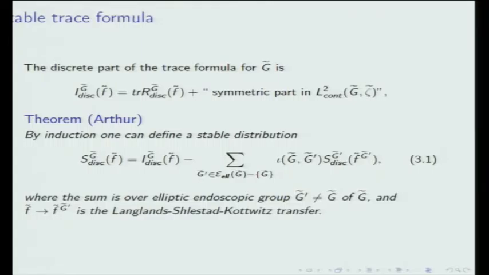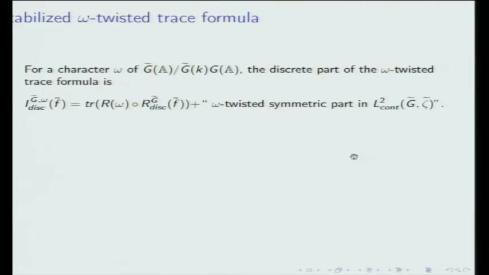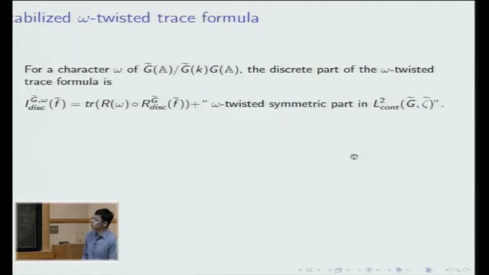And that's why we need a twisted one. So for the twisted trace formula, we take a character on G tilde adele, modulo G tilde k, and just for our purpose, we also mod out by G adele, but that's not necessary in the general setup of the twisted trace formula. And then we similarly define a discrete part of the omega twisted trace formula. So the main part will be a twisted trace on the discrete spectrum, and analogously, you add an omega twisted symmetric part from the continuous spectrum.